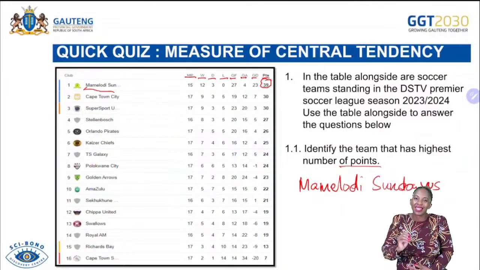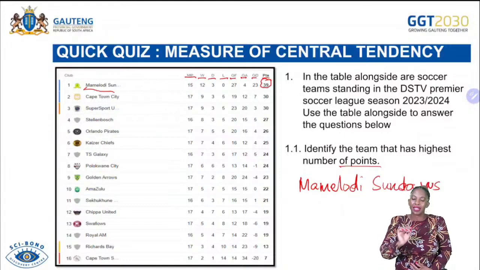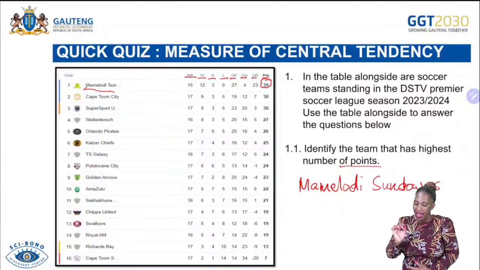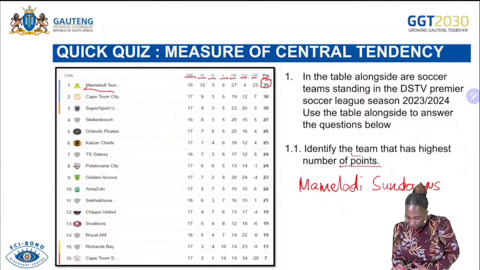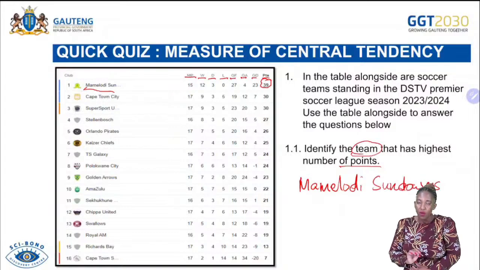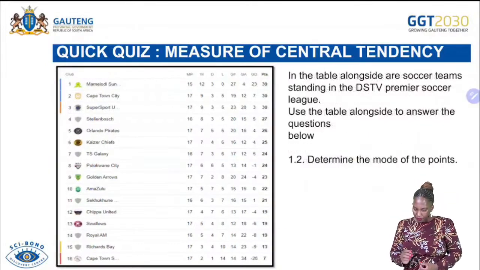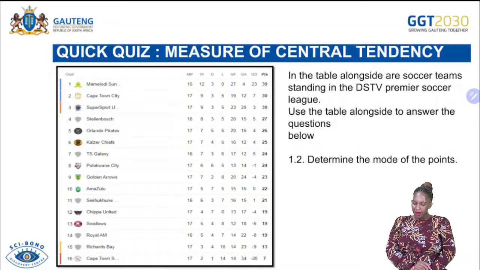They did not say write down the highest points, but they said identify the team that has the highest points. So the team, it is our keyword, and then we said the team is what? Mamelodi Sundowns.